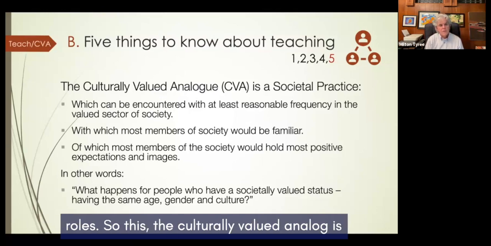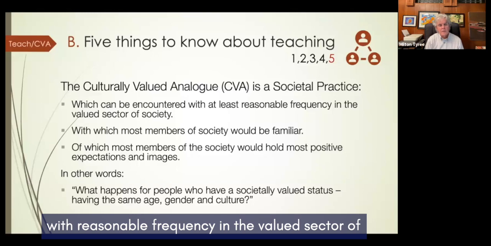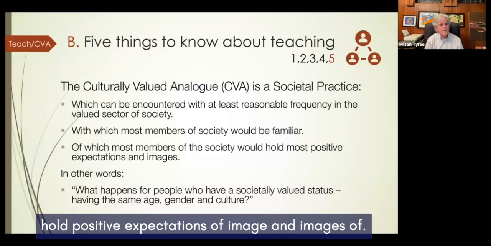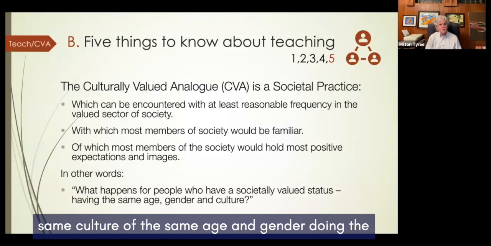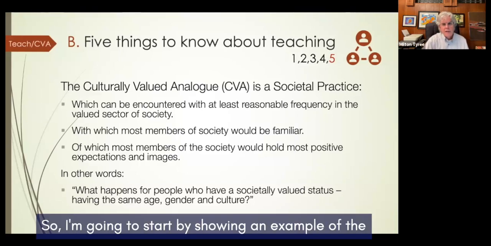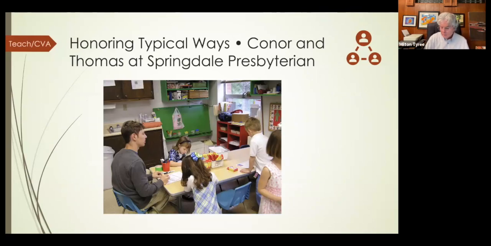So the culturally valued analog is just a societal practice that can be encountered with reasonable frequency in the valued sector of society. That's what people are used to seeing. It's things that most members of society would hold positive expectations and images of. In other words, what happens for people in the same culture, of the same age and gender, doing the same thing. So I'm going to start by showing an example of the culturally valued analog at my church.